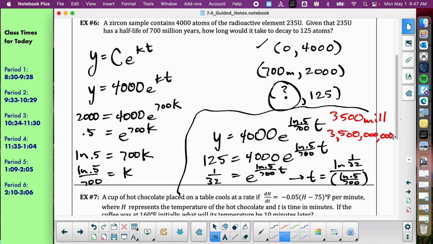I got to say, this is probably the first one I've ever done on Half-Life that worked out exactly. Now, did any of you change this to a decimal right away? I'm guessing this wouldn't have been exactly 3,500, but it would have been super close.